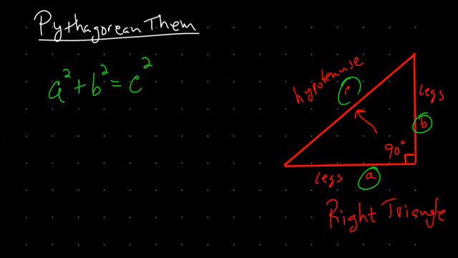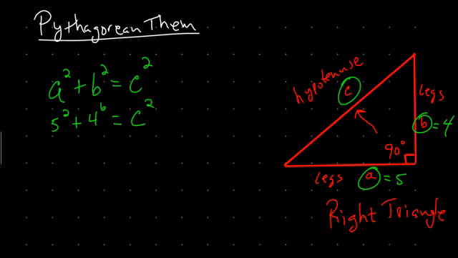Let's look at what we have here. Let's say A equals 5 and B equals 4. Let's find the length of C. If A is 5, it's going to be 5 squared plus B is 4, that's 4 squared, equals the hypotenuse squared, C squared.